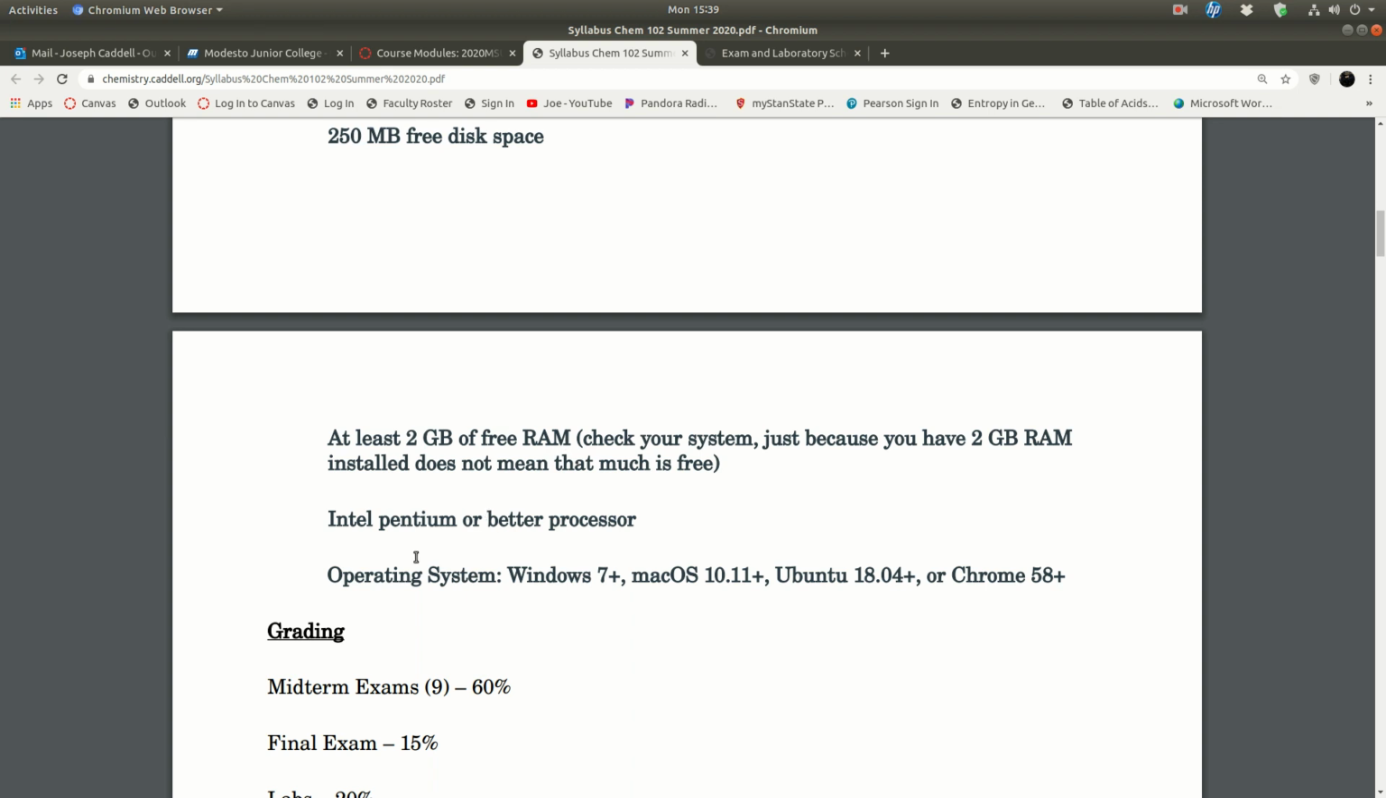Pentium or better processor. If you use Windows, then Windows 7 Plus, Mac OS 10.11 Plus, or higher. Linux, Ubuntu 18.4 or higher. Chromebook, Chrome 55 or higher.